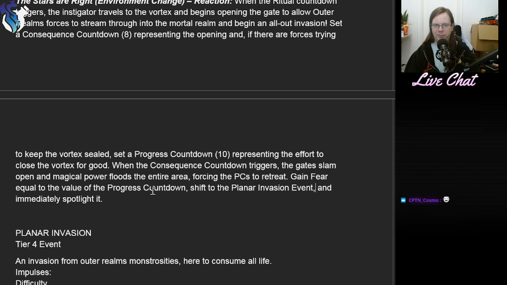Gain fear equal to the value of the progress countdown 10, right? The less progress the PCs have made in trying to seal the vortex, the more interdimensional energy rushes through and the more bad stuff happens, is the idea here.